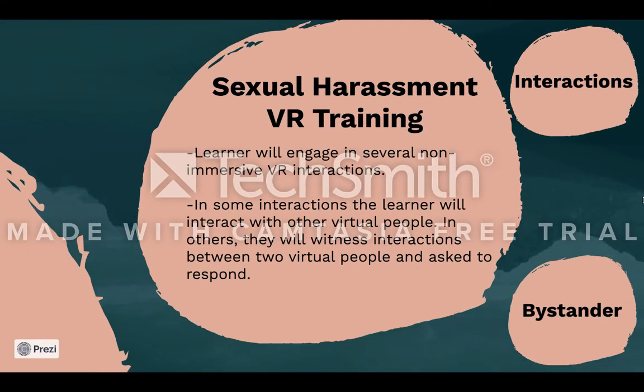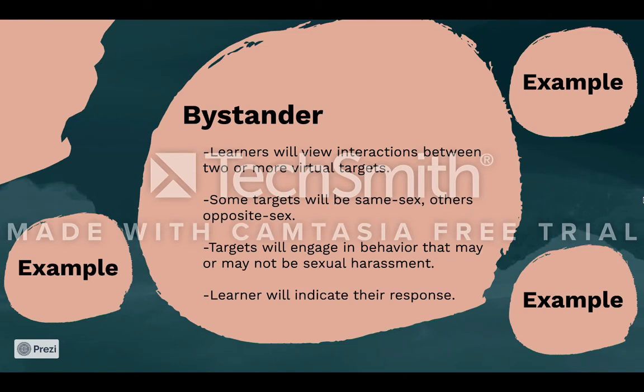What I think is a little bit more interesting is the bystander. In the bystander situation, learners will view interactions between two or more virtual targets. So it'll be like watching a movie almost. Some targets, again, will be same-sex, others opposite sex, and they will engage in behavior. So this is very similar to the previous example I showed you. But in this case, they are not interacting, they're just witnessing it. And I have a few examples that I think will highlight how this might go.